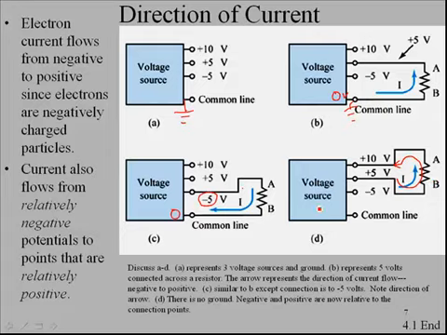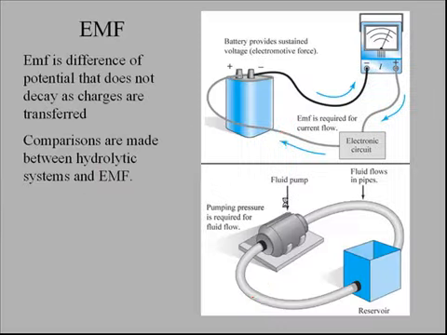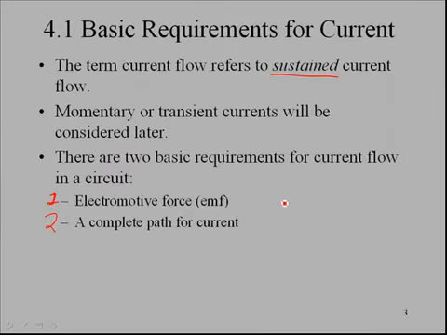Okay, this is the first part of chapter 4, and the two main things that we looked at were the requirements for current flow in a circuit, and they are an EMF and a complete path for current.